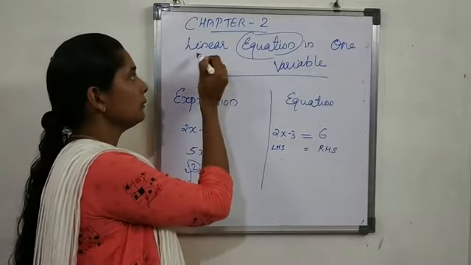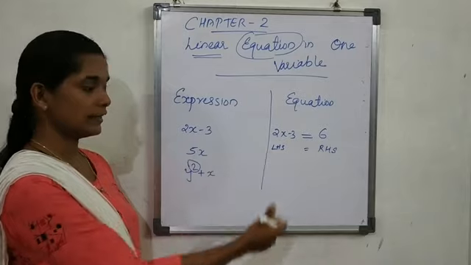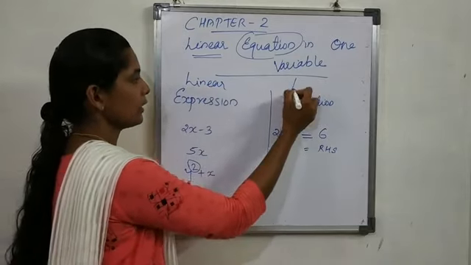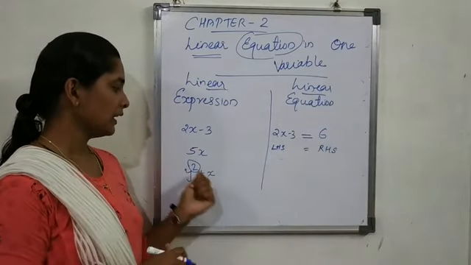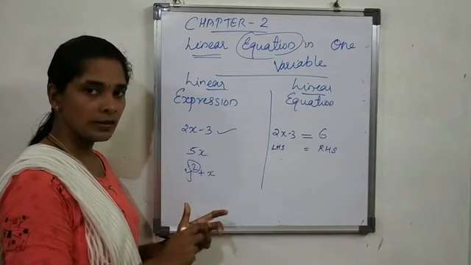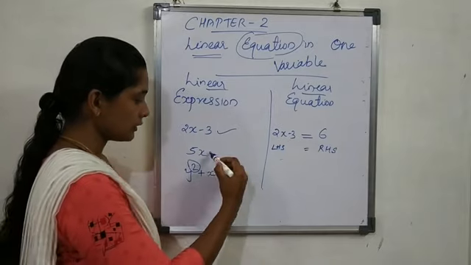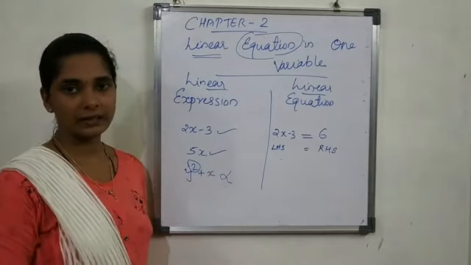Okay, then what do you mean by linear? Linear expression is there, linear equation is there. What do you mean by linear? Is this a linear expression? Yes, this is a linear expression, and this is also a linear expression. But this last one is not a linear expression.